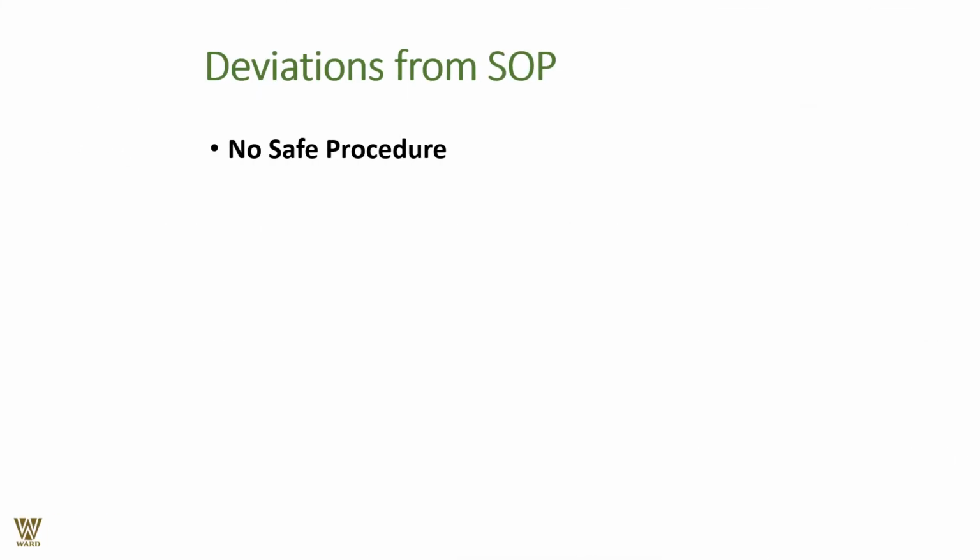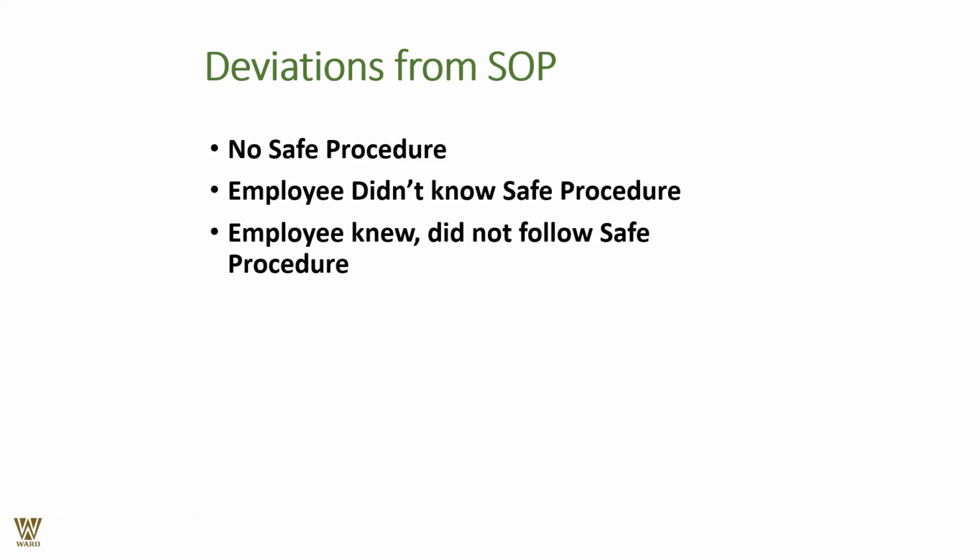So for any deviation from standard operating procedures, let us understand the cases. There are no safe procedures. Employees don't know the safe procedures. Probably they're not aware of how the machines are to be handled, how the chemicals have to be managed, and so on and so forth. Everything has not been dictated, nothing has been given in a written format, and this ignorance is majorly the reason for accidents to happen.